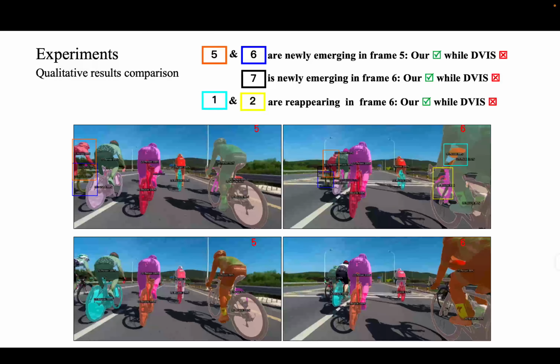Objects 1 and 2 newly emerged in frame 2, disappeared in frame 5, and reappeared in frame 6. Our method detects their reappearance successfully while DVIS fails.